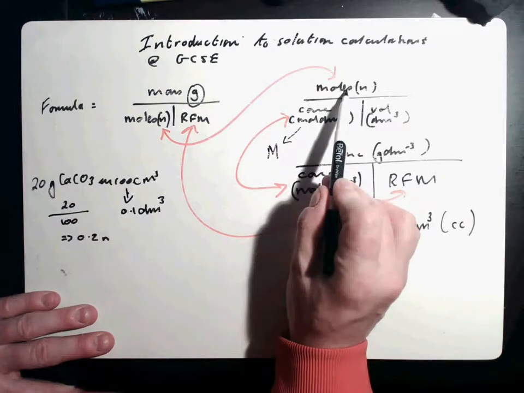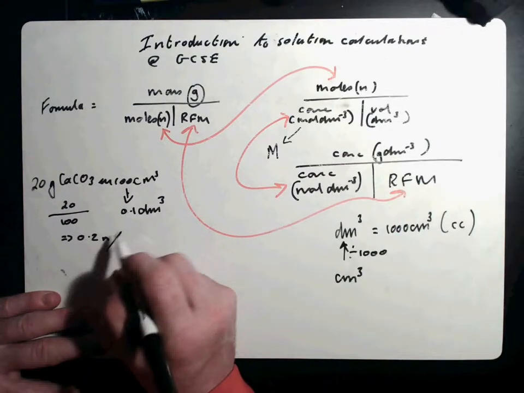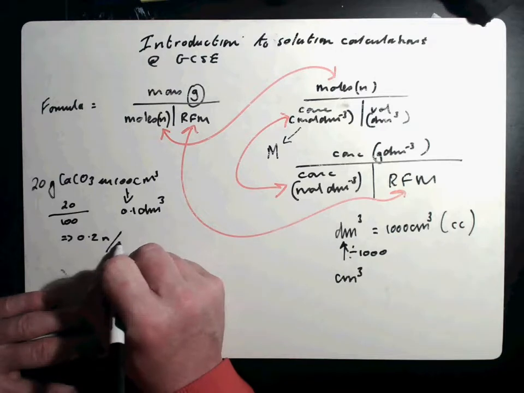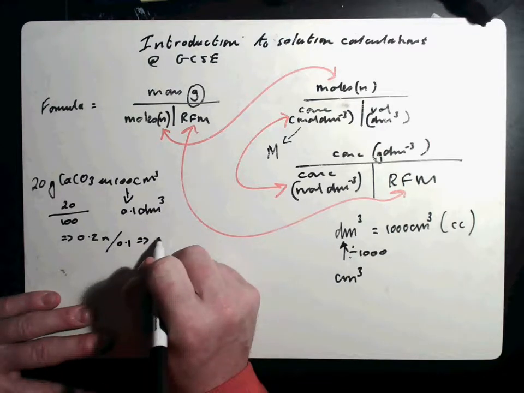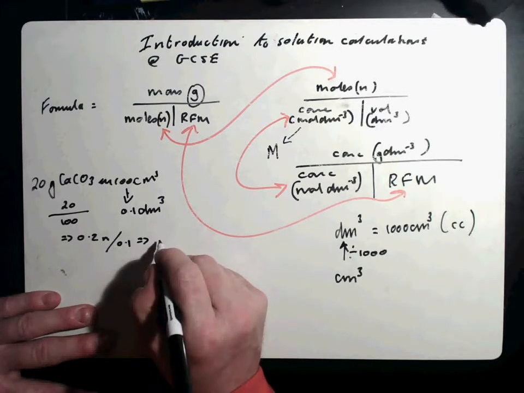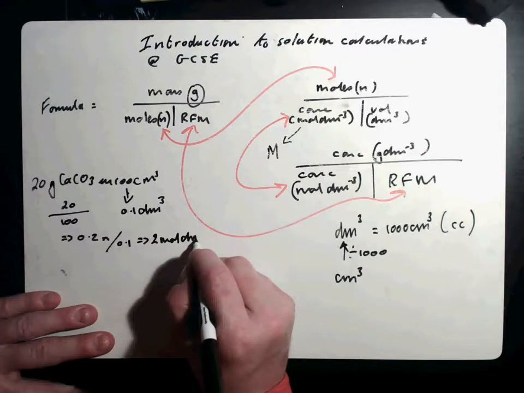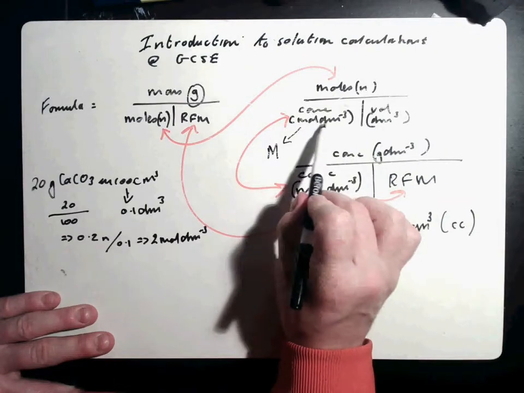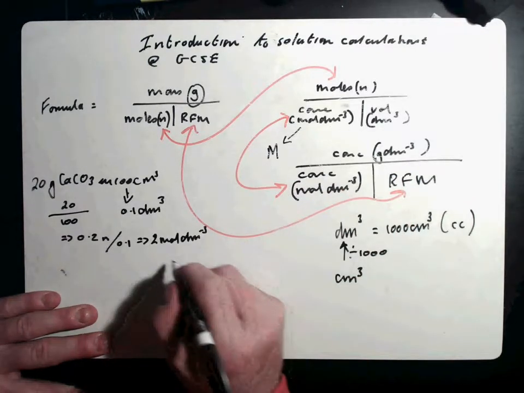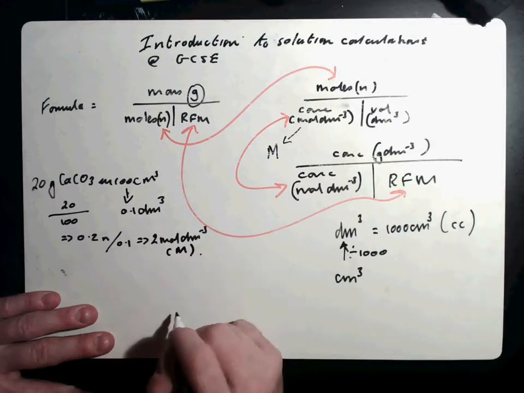Concentration equals number of moles divided by volume. Volume is 0.1. So therefore I have a concentration in this instance of 2, and the units will be mol dm^-3, moles per decimeter cubed, or capital M.